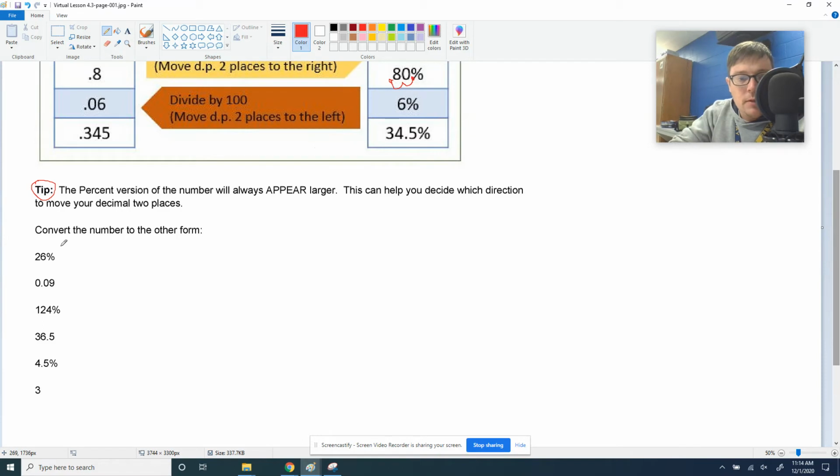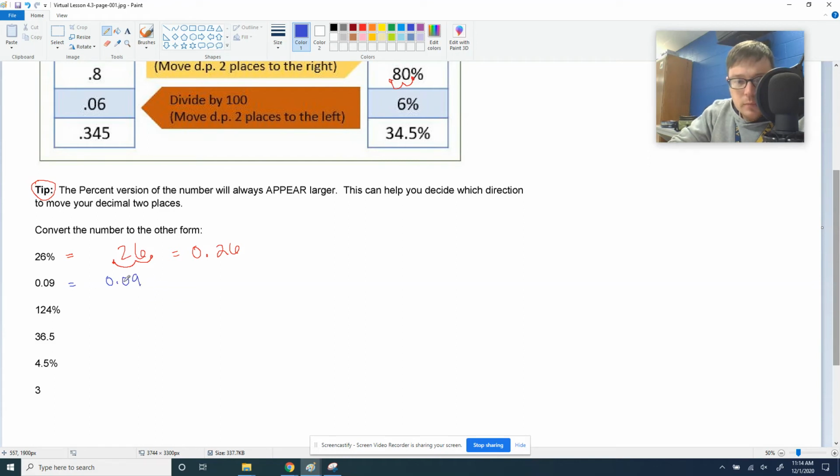So for example, for this first one, 26%, we want to convert it to its decimal version. The decimal point is right here after the 6, right after the whole number. And since it's already in percentage form and the percentage form looks bigger, the only way that I'm going to be able to make that into its decimal form is to move it to the left, because moving it to the right would make it much, much larger. We want to make it smaller in its decimal equivalent, which would be 0.26 or 26 hundredths, right?